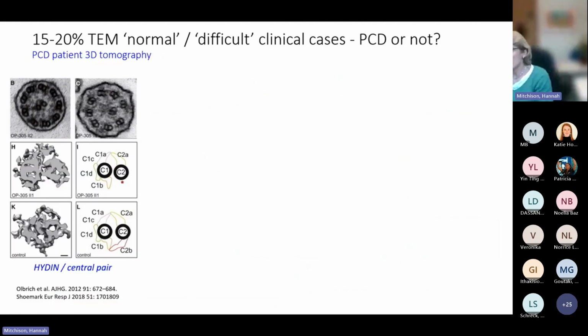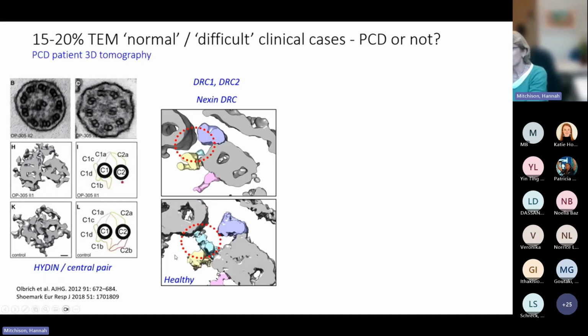So we still have 15 to 20% of patients that aren't solved and have normal or difficult EM, where we want to know if they're PCD or not. And this is much more solved by genetics. I'm just showing a couple of examples here. So HYDIN is a central pair component and quite a common cause of PCD, and probably more common than we realise, probably quite underdiagnosed. Because by conventional EM, you don't see that much difference in patients. They can look really quite normal. And that's because the central pair just lacks this tiny C2b projection that you only really appreciate if you do electron tomography.